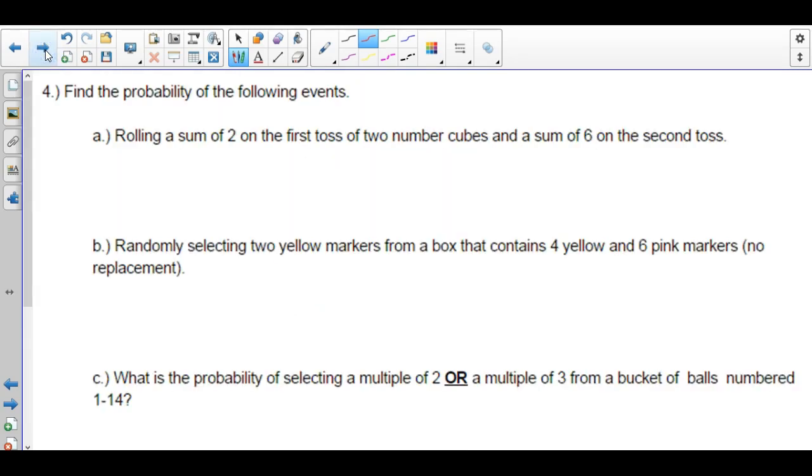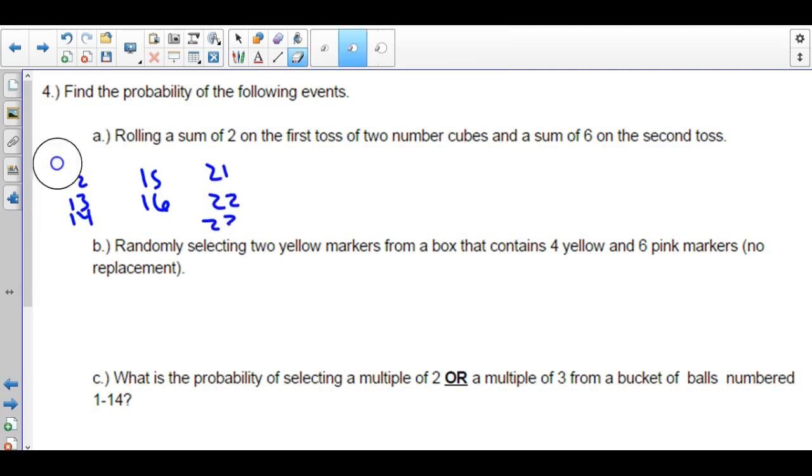And now we're going to look at probability of compound events. So first of all, rolling a sum of 2 on a first toss of 2 number cubes, and then a sum of 6 on the second toss. So I think about how many ways I can roll 2 number cubes, and that would be like if I sat there all day and went 1 1, 1 2, 1 3, 1 4, 1 5, 1 6, 2 1, 2 2, 2 3, and kept going with this list.